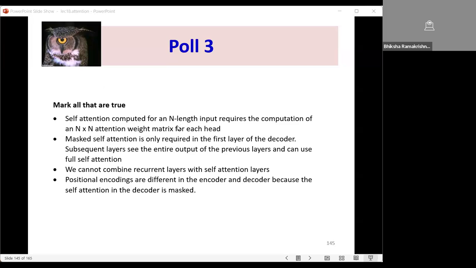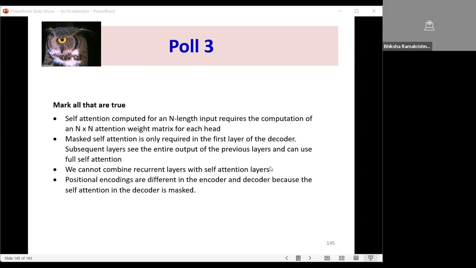You cannot have bidirectionality in the decoder because you don't have access to the future. So here, self-attention computed for an n-length input sequence requires the computation of an n cross n attention weight matrix for each head, true or false. Right? Because everything is paying attention to everything else, so n cross n. Masked self-attention is only required in the first layer of the decoder. Subsequent layers see the entire output of the previous layers and can use full self-attention, true or false. It's going to be false. Doesn't matter which layer you're in, you don't have access to the future, right?